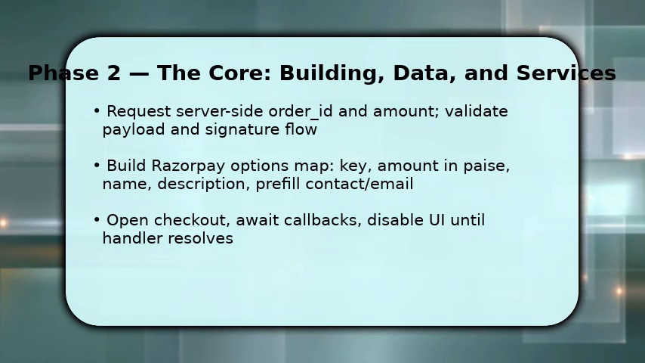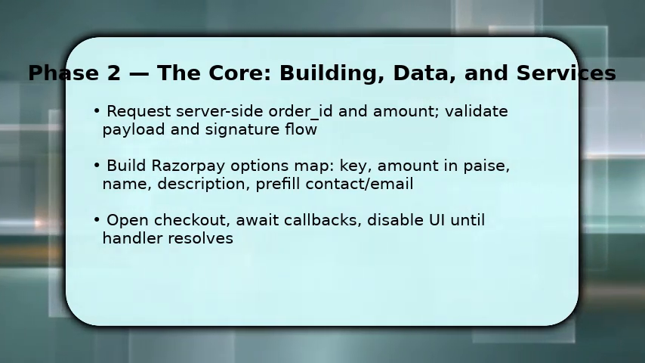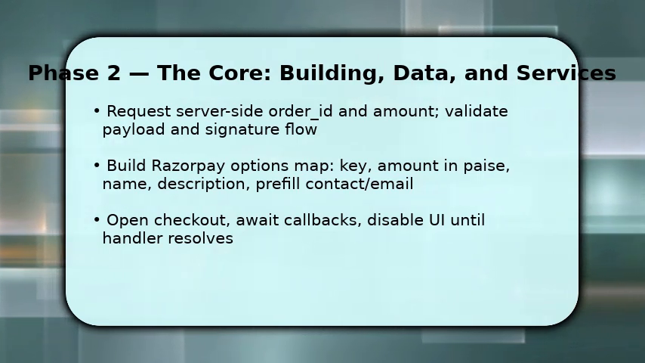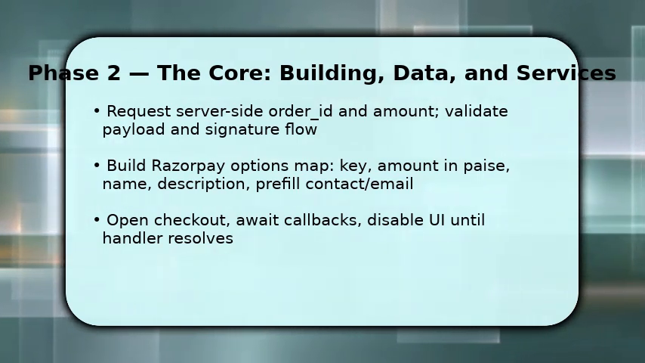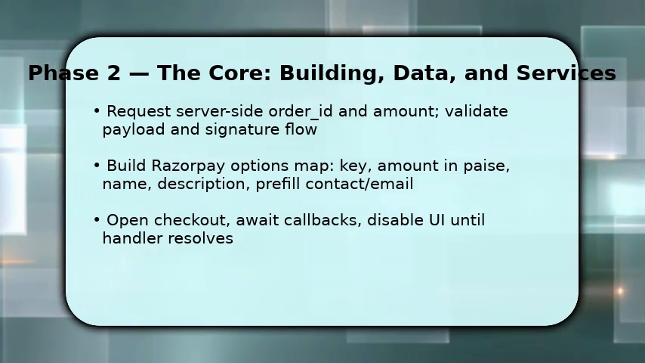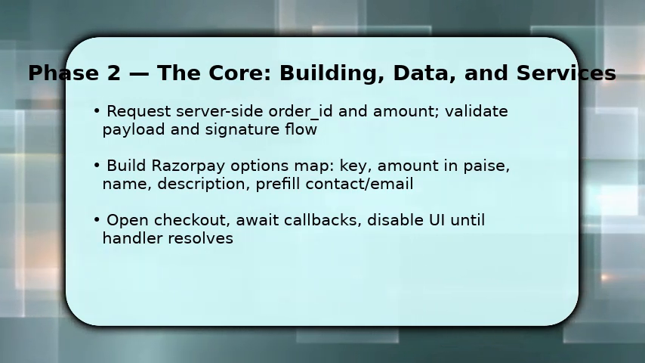Next, you implement the detailed flow. Fetch a server-generated order ID to prevent client tampering, then compose the options map. Use amount in paise, e.g. 10,000 equals rupee 100, include order ID and prefill contact fields. You call Razorpay.open(options) and immediately disable the payment button to avoid duplicates.